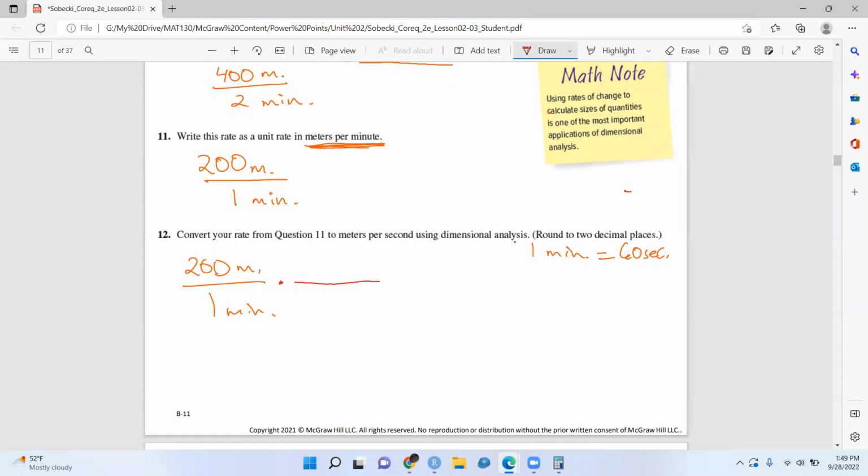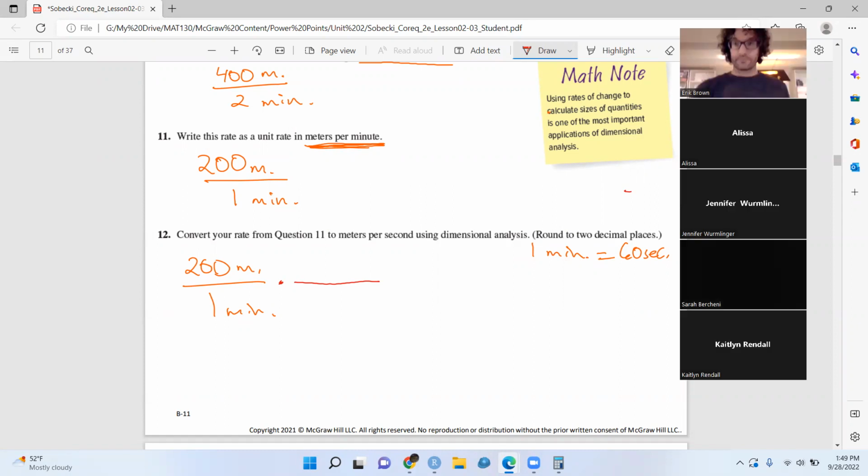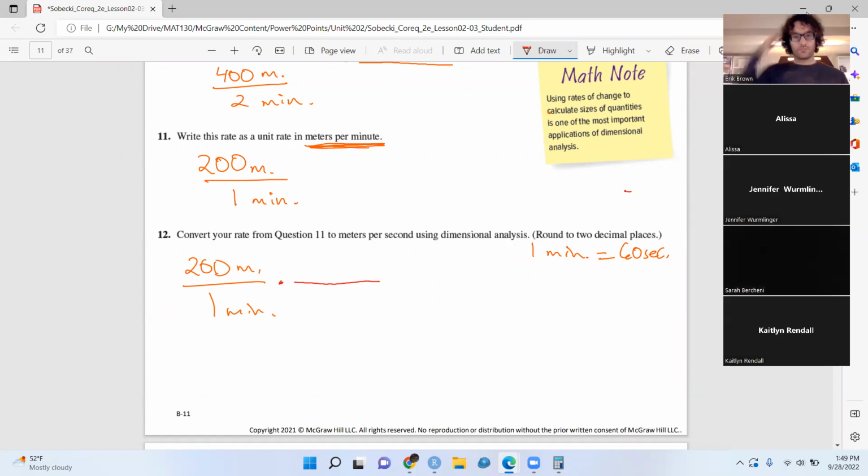So question, what conversion factor should we use? Where should the minutes go in my fraction? Top or bottom? Top. Nailed it. Why the top? So they can cancel each other out. Nailed it. And then we get what we're wanting here. We want meters divided by seconds. Excellent, y'all. You're crushing it.